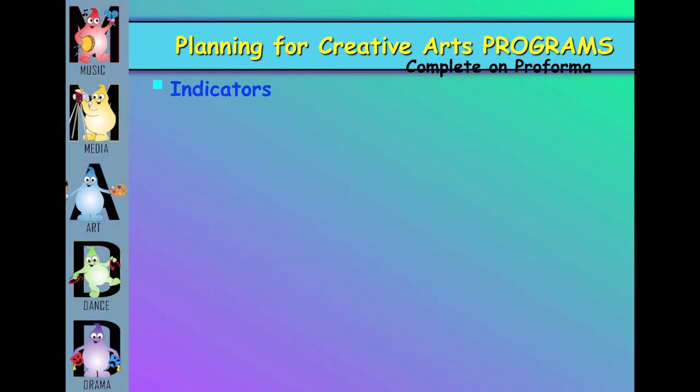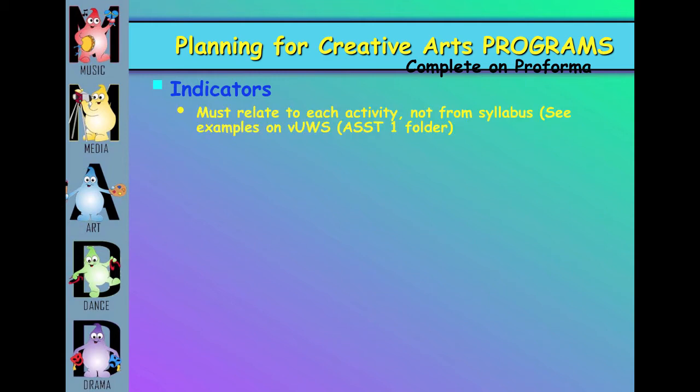At the beginning of your program for each art form on the proforma, you need to write about the indicators. They must relate to each activity, not from the syllabus. And in the student support material, there are examples of these indicators. What words to use, like demonstrate, sing, paint, create. Words like understand or reflect on are very difficult to observe and assess. But these other words, you can observe them and you can assess how well the children have achieved those indicators.